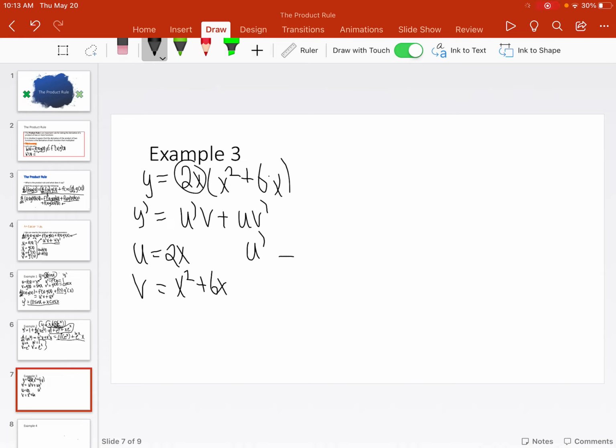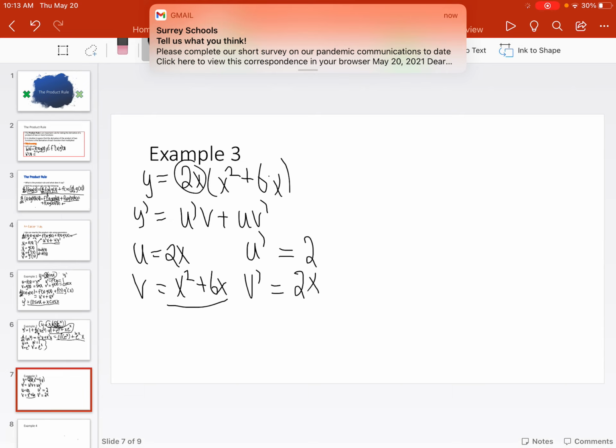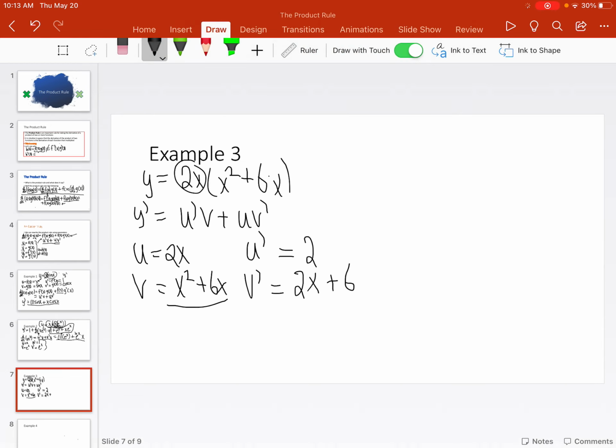So what's u prime? Well, taking the derivative with respect to x, u prime is just 2. What is v prime? Well, take the derivative of this with respect to x. Well, it's 2x plus 6. There we go. We're done. Now we just got to put everything together. So let's put it all together.